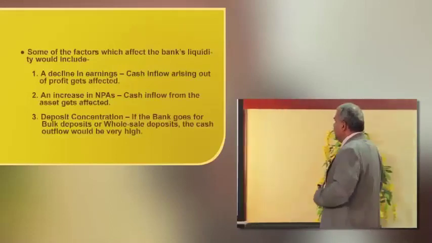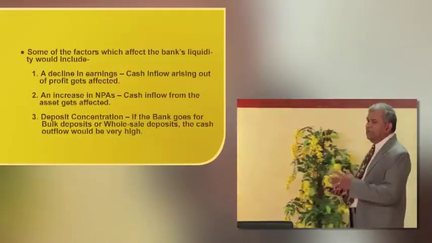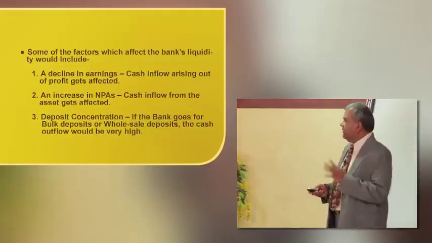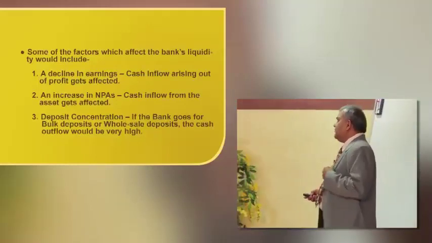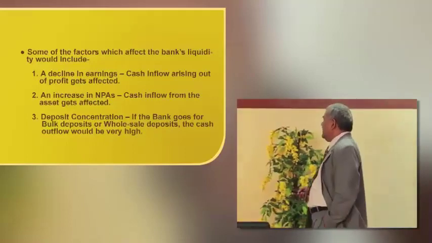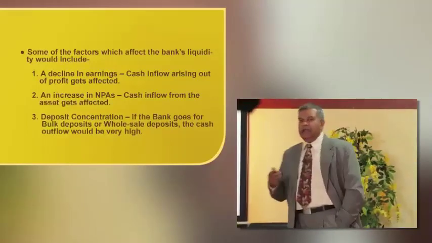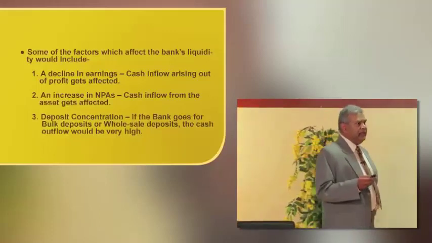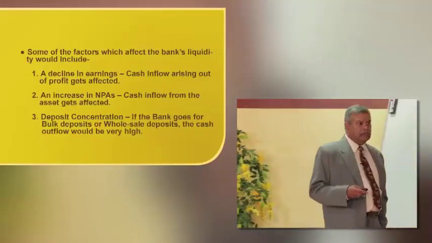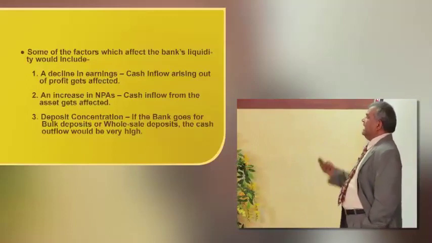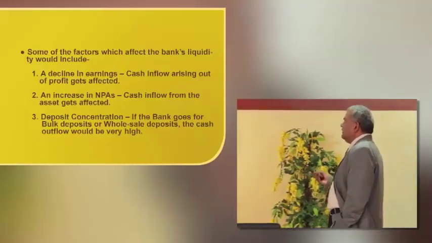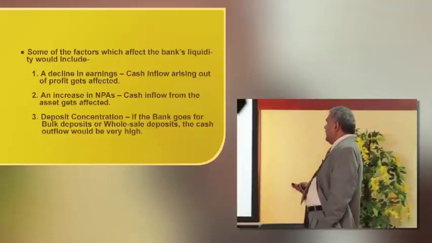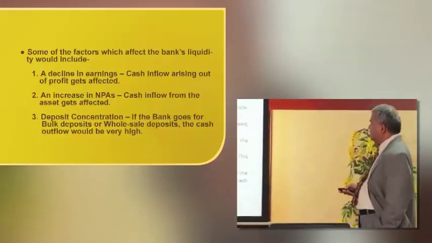Some of the factors which affect a bank's liquidity include the following. What are the factors that affect the liquidity risk of a bank? 1. A decline in earnings. Cash inflow arising out of profits gets affected. This point we already covered. The higher the NPA, the more the earnings come down. When the earnings come down, the cash inflow comes down. 2. An increase in NPA; again it is an offshoot of point number 1. Cash inflow from assets gets affected.